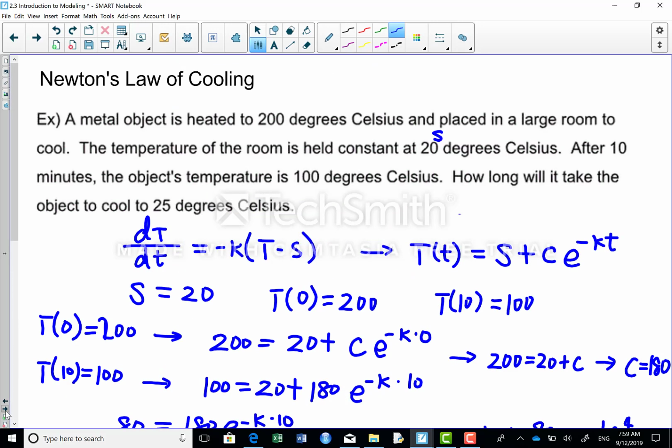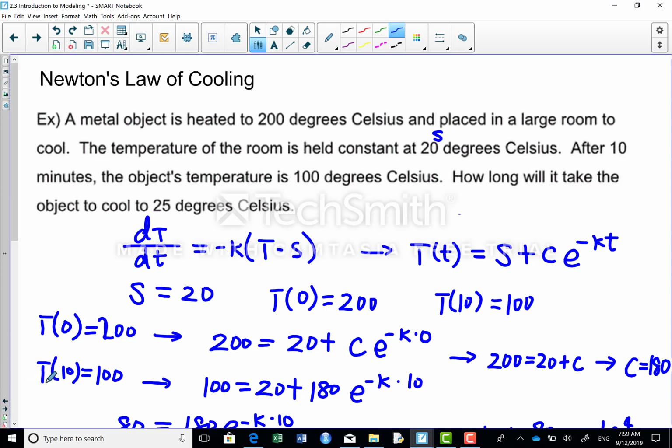Let's look at an example. A metal object is heated to 200 degrees Celsius and placed in a larger room to cool. The temperature of the room is held constant at 20 degrees Celsius. After 10 minutes, the object's temperature is 100 degrees Celsius. How long will it take the object to cool to 25 degrees Celsius?